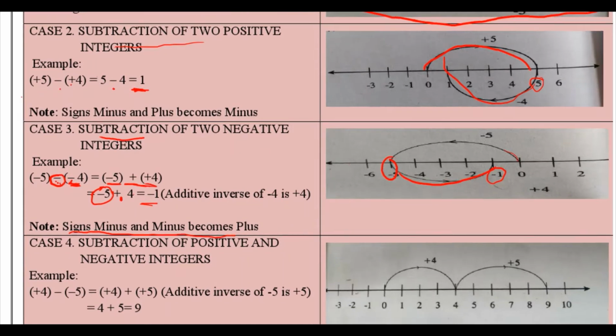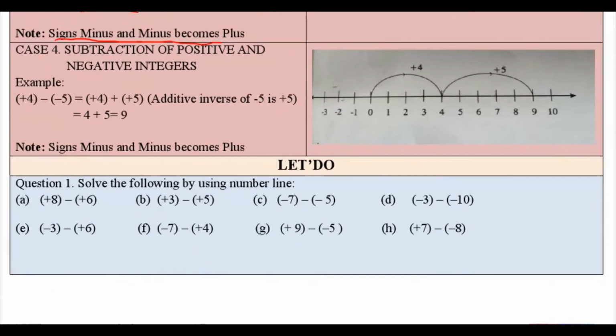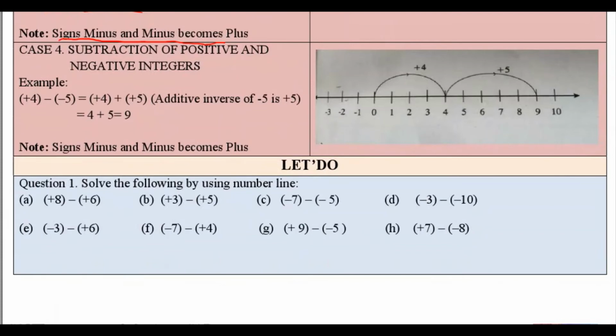Now case 4 here. What is it? Let's have a look at this. Yeah. So this is subtraction of positive and negative integers. Now again see example, plus 4 minus minus 5. So what you will do is plus 4 will stay as it is.